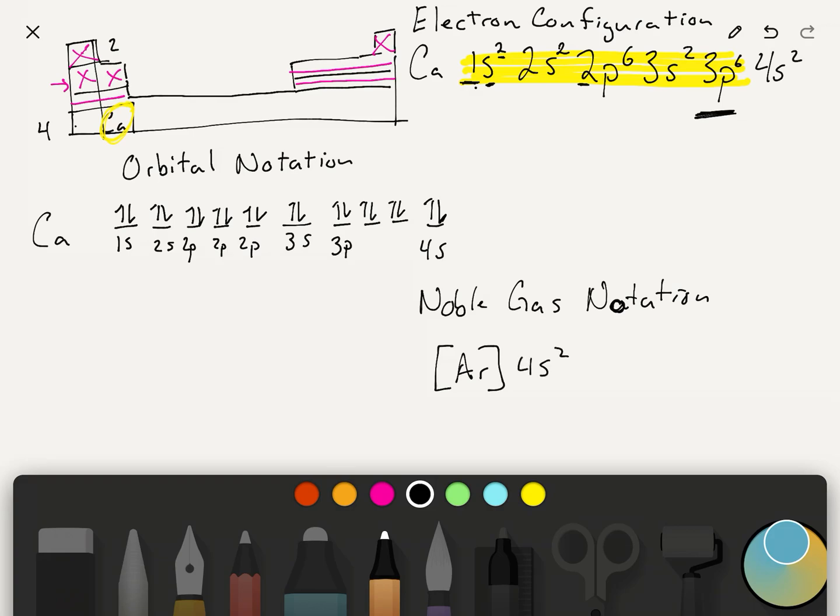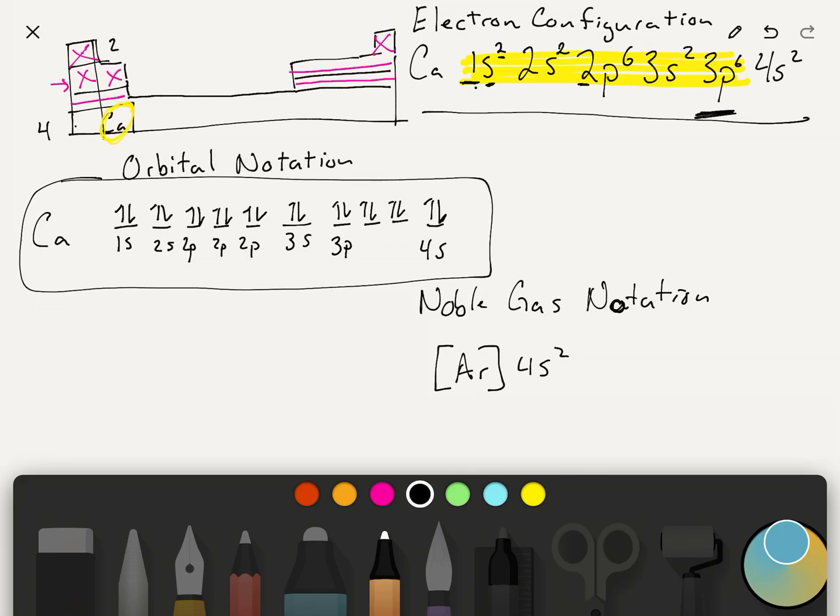So if you were asked for electron configuration, you would want to give this, because that's how electron configuration is written. Orbital notation is written with the arrows, and noble gas notation has the noble gas and then your electron configuration after that noble gas until you have the configuration that you want to achieve.